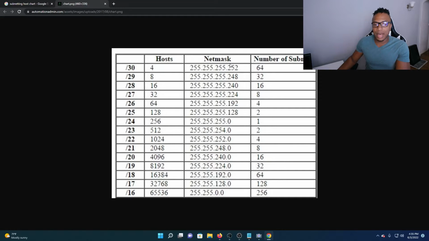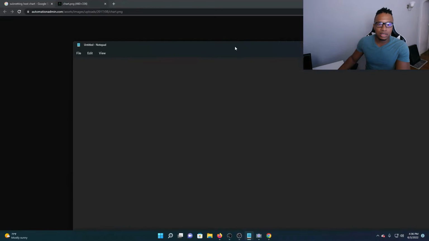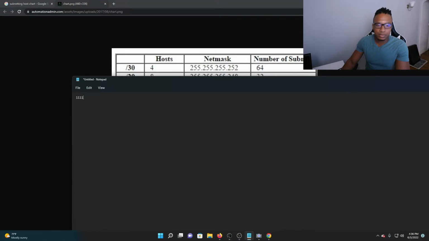You could write the net mask and the number of subnets. I didn't write the number of subnets, but there's always a pattern with this. So as you can see, this doubles. And then with the net mask, you have to know binary to kind of understand this. But this is just adding. So a /30 looks like this. Hopefully you can see. This is what a /30 looks like.